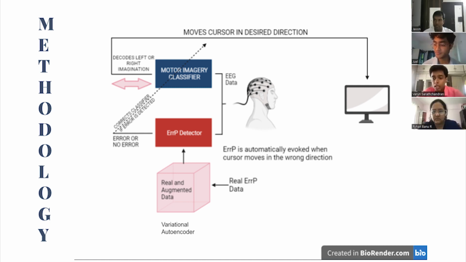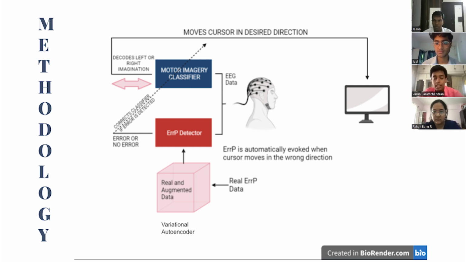So I will quickly go into a few details of the process. When the user thinks of his left arm, the cursor is supposed to move left, and when the user thinks of his right arm, the cursor is supposed to move right. How we do this is something called motor imagery signals, and how the brain looks when the user thinks of either arm.